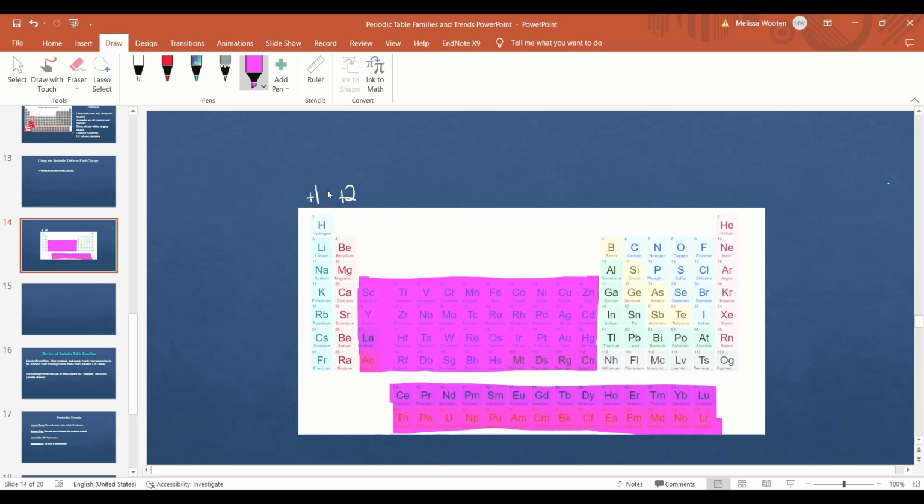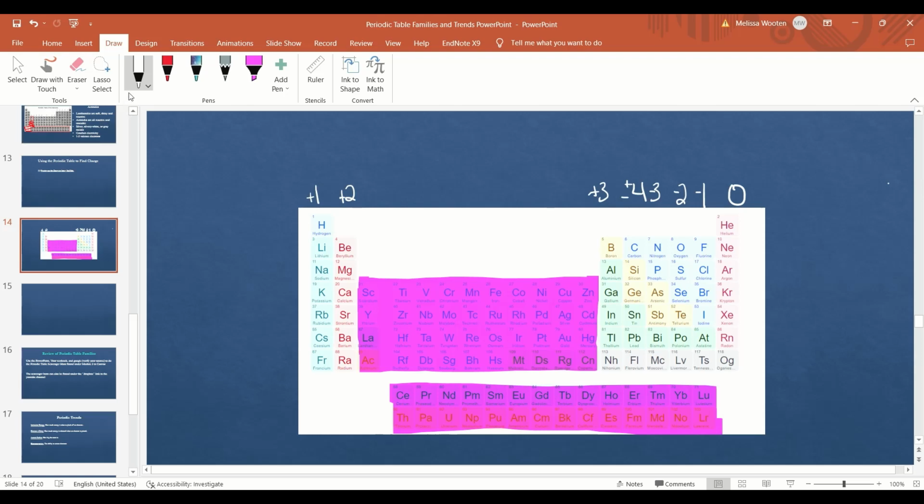Alright, and here you have +3. The next one is plus or minus 4, and I'll talk about why in a minute. This one is -3 for this group, -2 for the oxygen group, -1, and then 0. And so why are these charges like this?